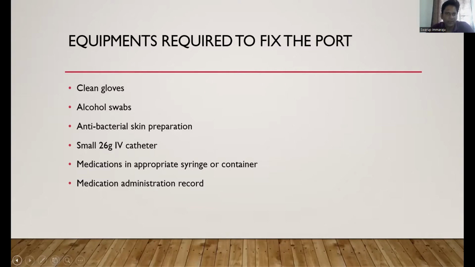Whenever you load those medications, they have to be labeled well, and the label should also contain the date, the medication name in capital letters, and whichever nurse is loading it. For example, injection morphine 1 ml is equal to 5 mg. That's how the note has to be on the syringe. And there should be a medication administration record. When are we starting that? Why are we giving these medications?